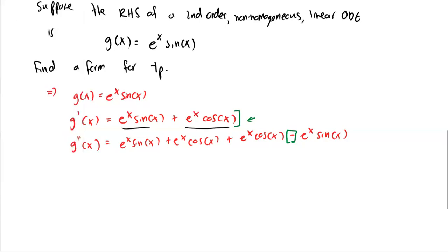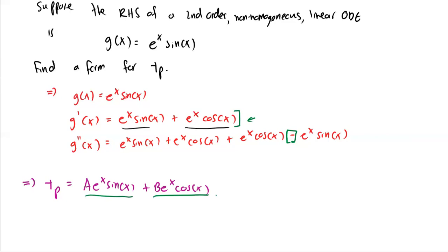Okay? So the form of the particular solution is going to be always a constant in front, so a times e to the x sine x plus b times e to the x cosine x. And this particular solution satisfies that all terms that arise from derivatives of g of x are included in this particular solution.